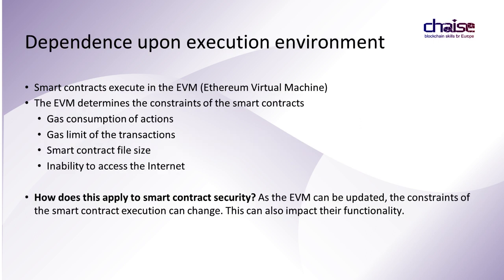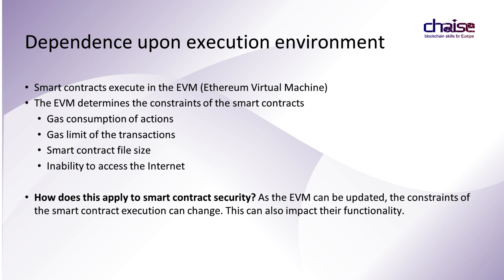Smart contracts execute in the EVM, Ethereum Virtual Machine. There is more than one variation of the EVM available. Originally there was only one, used in the Ethereum network. As more and more blockchain networks appear, more and more variations of EVM appear as well. Some only change simple parameters, while others rebuild their EVM from the ground up. The EVM determines the constraints of the smart contracts.